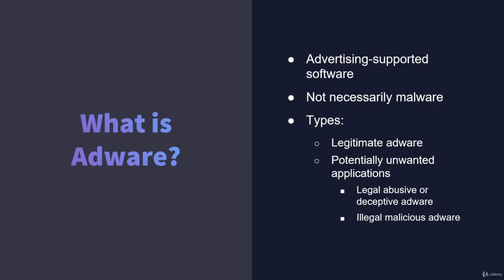There are also other types of adware which can be potentially unwanted applications. First, we have legal but abusive or deceptive adware. This type of adware might make it difficult for the user to opt out of installing additional software. Also, in this category we might have adware which displays ads that might redirect to malicious websites. In these cases, the creator of the adware might not be aware of the malicious third-party ads. Another type of abusive but legal adware is adware that produces excessive ads. An example of such adware can be a browser toolbar that bombards you with ads.